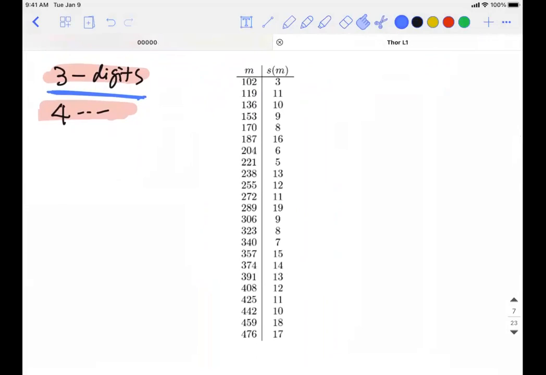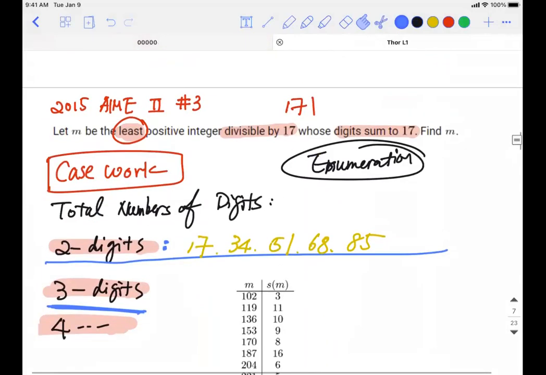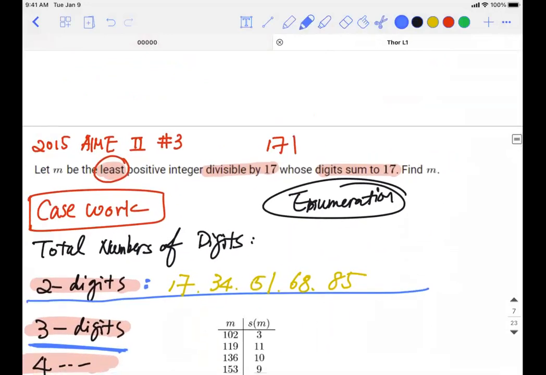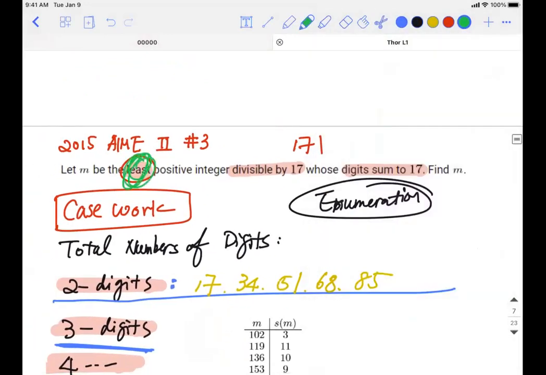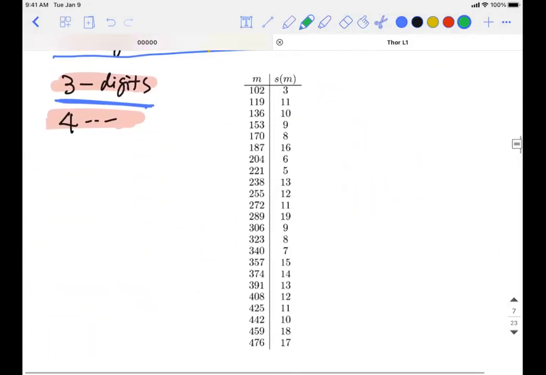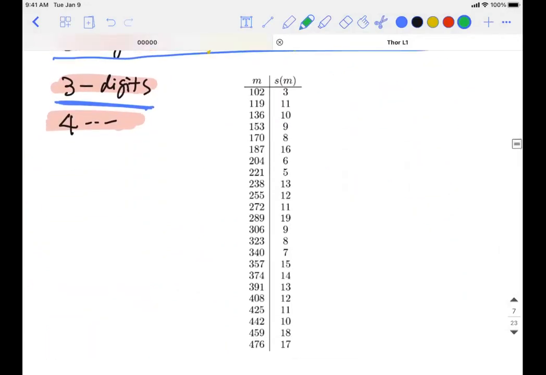Because there are so many 3-digit numbers, you don't have to list them all at one shot, because the question asks you what? The least. The question asks you for the least positive integer whose digit sum is equal to 17. You just list them out from the smallest, 102, and then every time you add 17, and you check the sum of all the digits, you find out this is the first one.